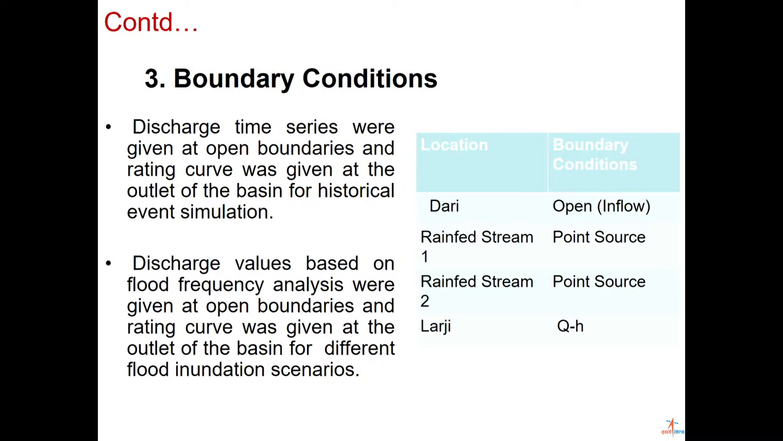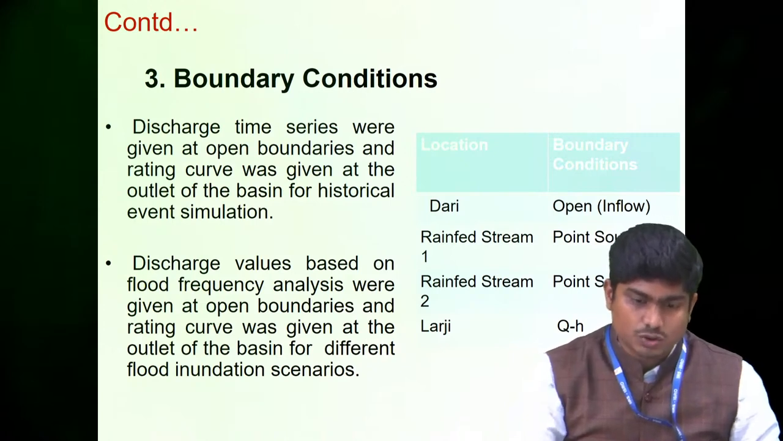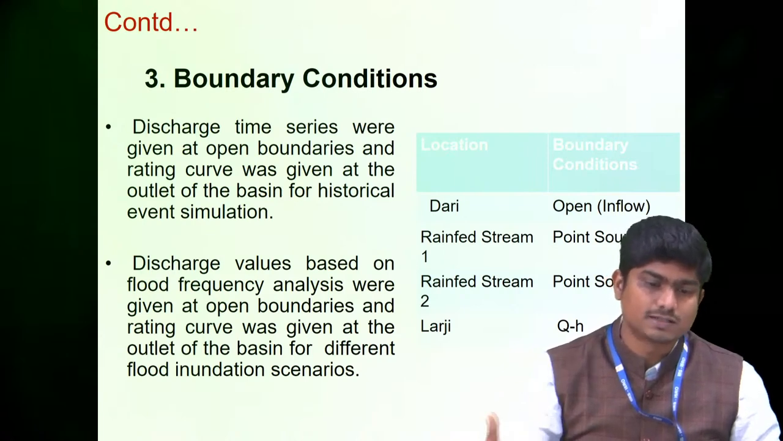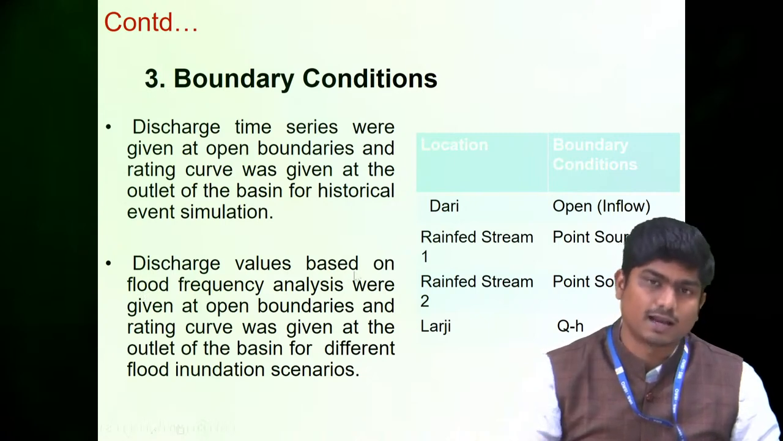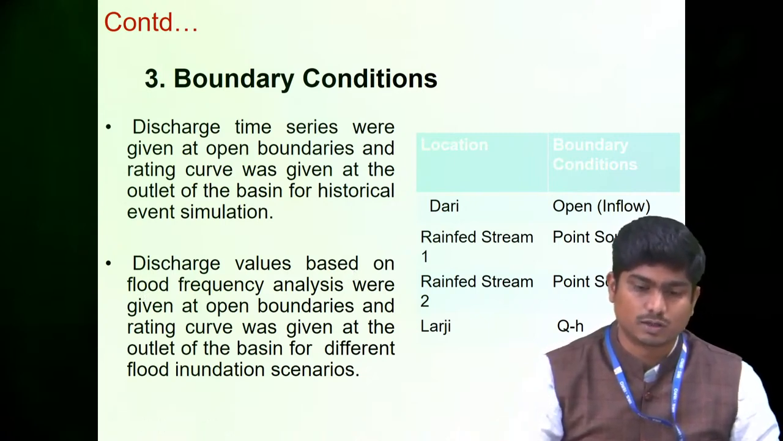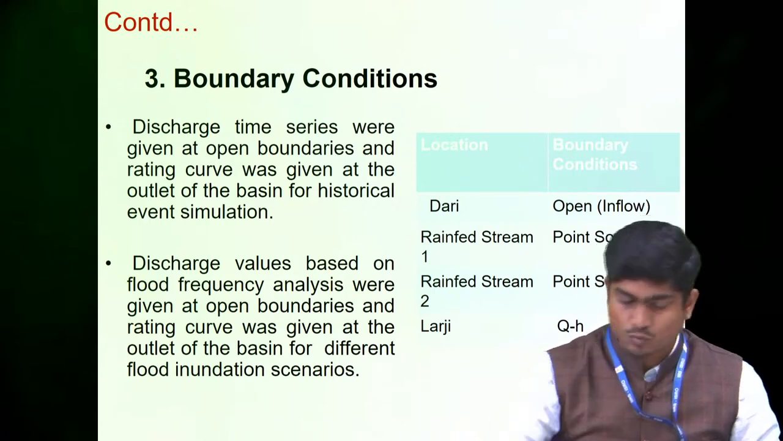For that, we ran this model in two steps. The first step is that we use some historical data, we run the model, and then we perform the calibration and validation of the model. What calibration and validation are, I will try to explain in the coming slides. Then after I ensure that for the historical data set my model is working fine, in the second step I use flood frequency analysis as my boundary conditions, and I run the model for 100-year, then 200-year and 500-year return period. This is what I have explained here.